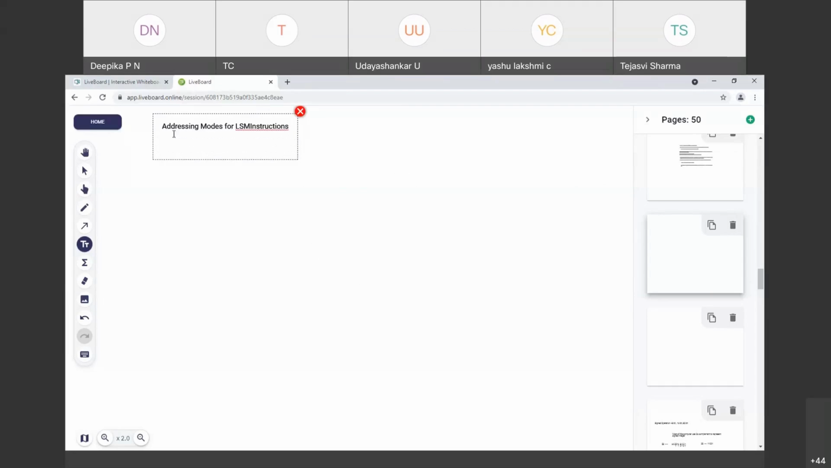I will write here: addressing mode, and the description. It is there in your textbook, but still, description. Then what is the start address? Just understand this start address. How to understand it? It is associated with the addressing mode attached to the instruction.